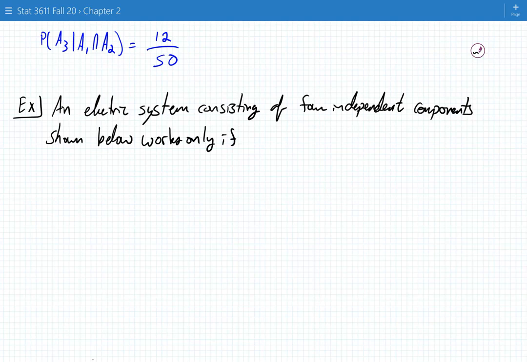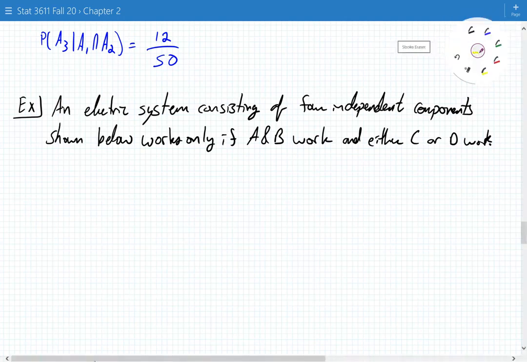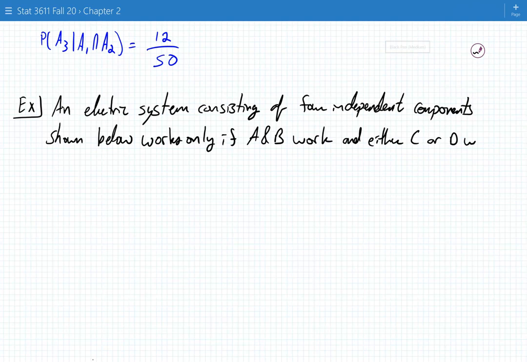The system works only if A and B work and either C or D work. Either C or D work. So you need to have A and B work, and then at least one of C or D would work. If both work, that's just fine.